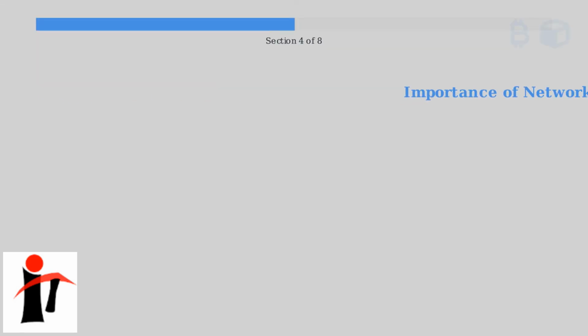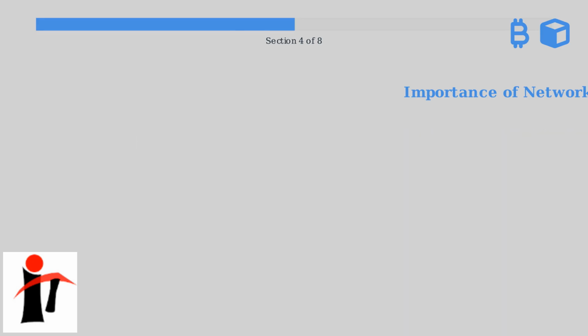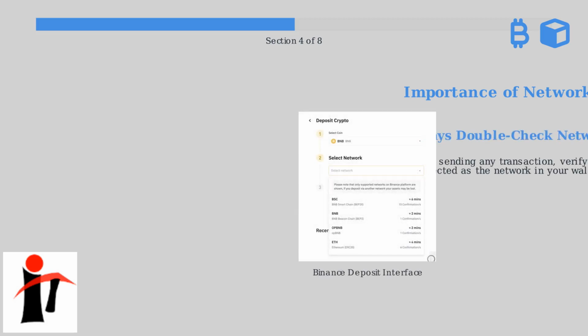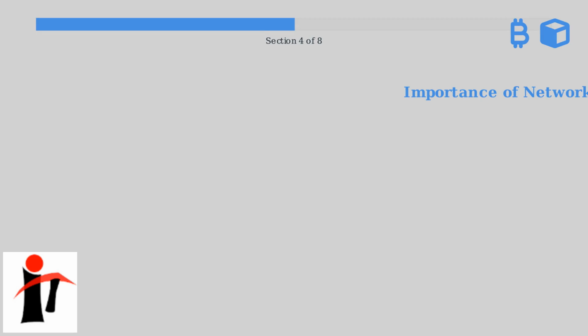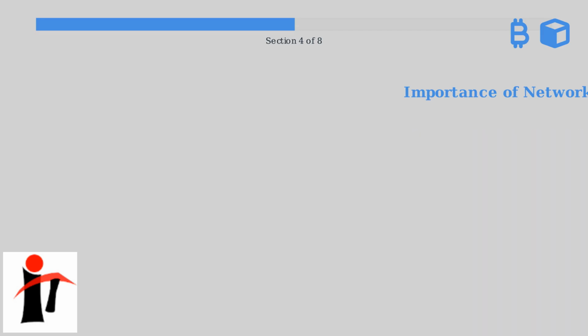Network selection is critical when depositing Ethereum Classic on Binance to avoid common mistakes that can result in permanent loss of funds. The most common mistake is confusing Ethereum Classic with Ethereum and depositing ETC to the Ethereum network instead of the Ethereum Classic network. This happens because both coins share similar names and logos. Always double-check the selected network before sending. In your sending wallet, ensure Ethereum Classic ETC is chosen as the network to match Binance's ETC deposit address. Binance's user interface includes warnings and tutorials to help prevent network selection errors. Look for clear labels and confirmation prompts before proceeding with deposits.